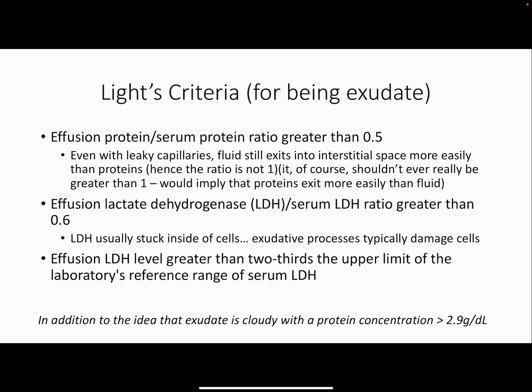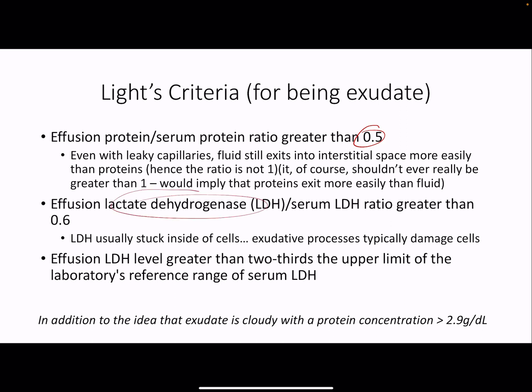There's something called Light's criteria for differentiating the transudate from the exudate. So effusion protein to serum protein ratio has to be greater than 0.5. So if it was cardiogenic, really just fluid would get through. So we can imagine that the ratio would be about 0 or 0.1, 0.2, pretty low. Now, if you have really leaky capillaries, it's never going to be greater than 1 because you're not going to push out more proteins than fluids. But you'll push out fluids and you'll push out some proteins. But still, even with leaky, fluid is more likely to get out than protein. So it's going to be probably between 0.5 and 1 if it's an exudate.